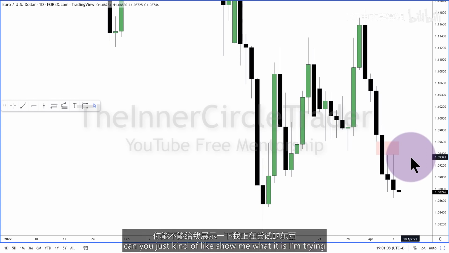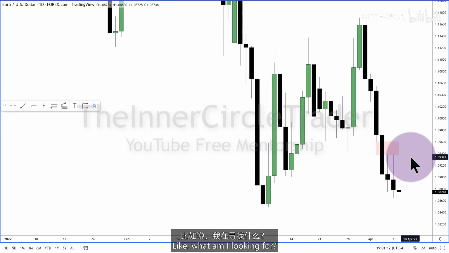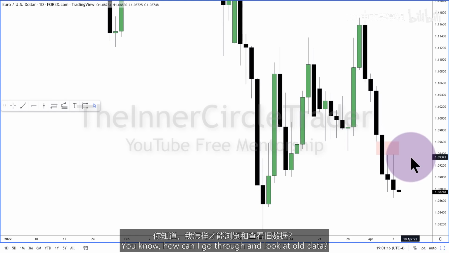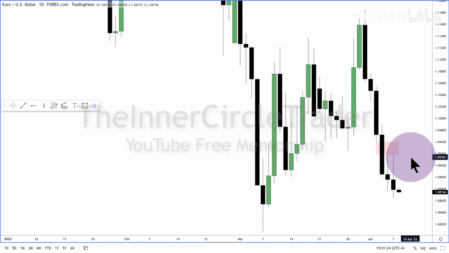And some of you were asking, can you just show me what it is I'm trying to do in the charts? What am I looking for? What's a way of backtesting? How can I go through and look at old data? I'm going to show you something here, but it was also given to my community yesterday.